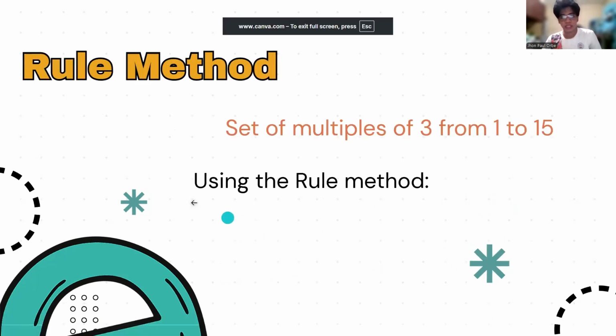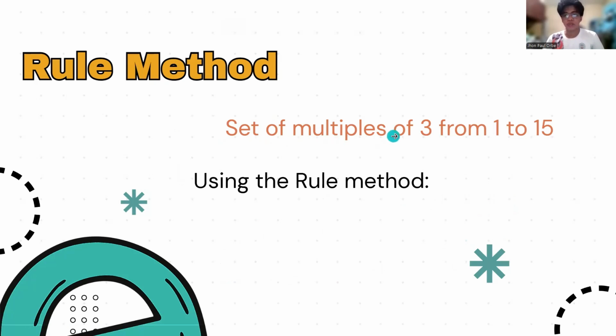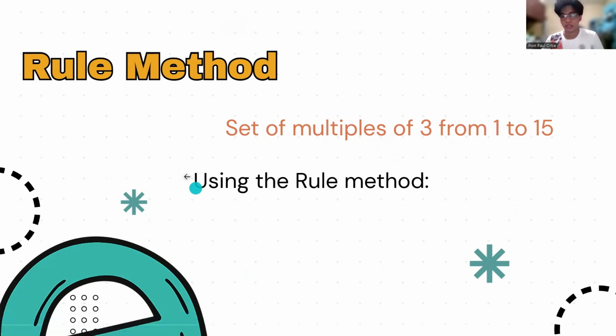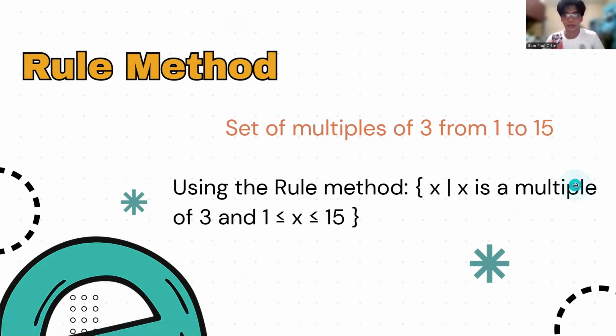So let's have an example. Set of multiples of 3 from 1 to 15. So using the rule method, what are the elements? So let's see. Here, the elements are X such that X is a multiple of 3 and 1 is less than or equal to X and 15 is greater than or equal to X.